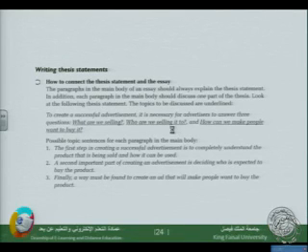Writing thesis statement. The paragraphs in the main body of an essay should always explain the thesis statement. In addition, each paragraph in the main body should discuss one part of the thesis. Okay? Look at the following thesis statement. The topics to be discussed are underlined. Now, this is a thesis statement, okay?